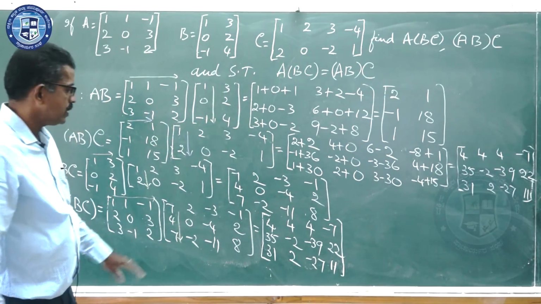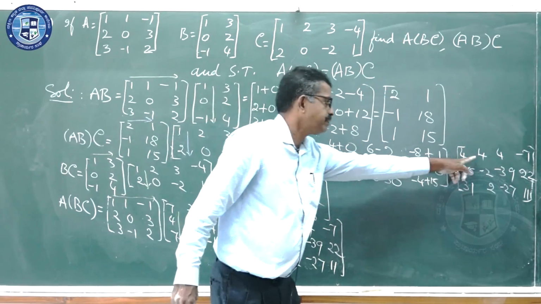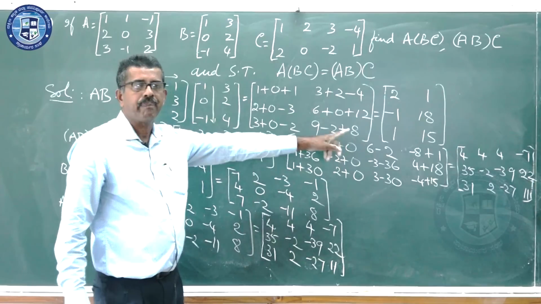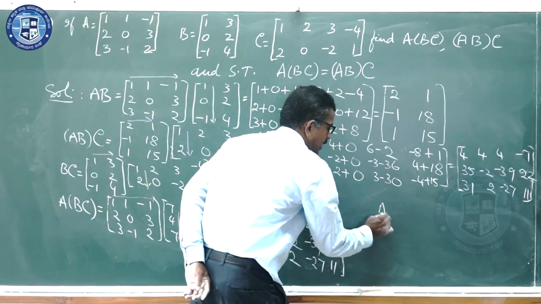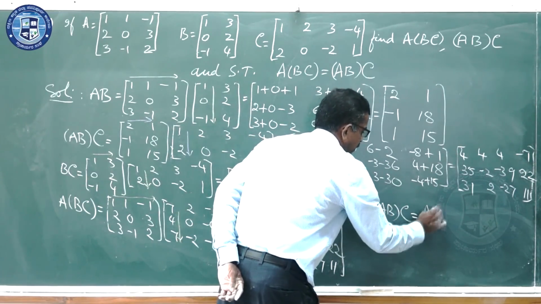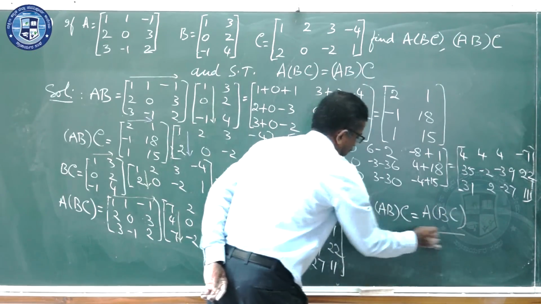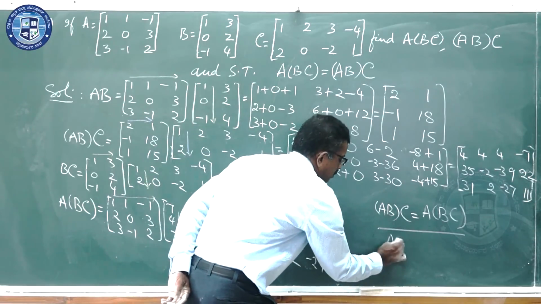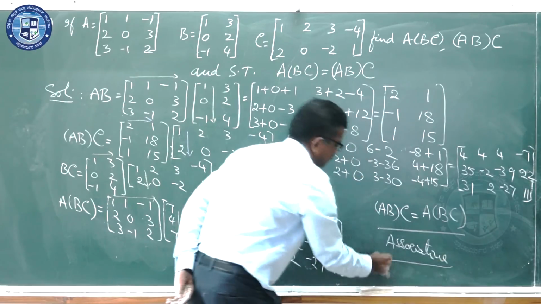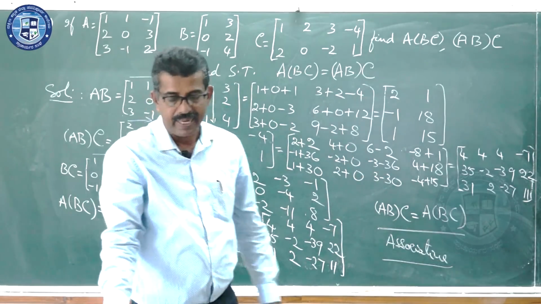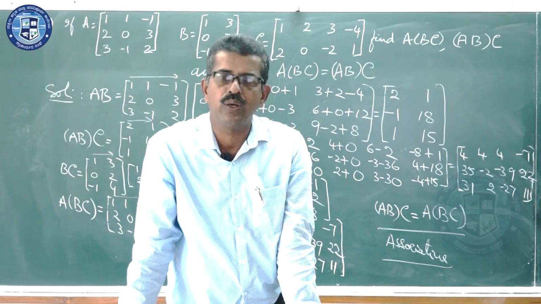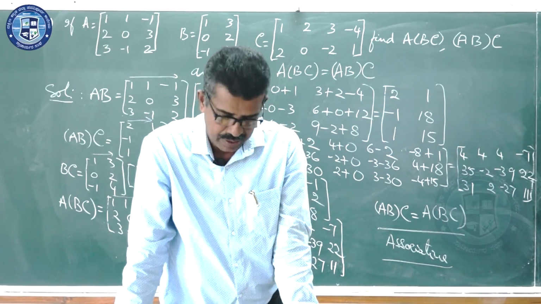So what you observe here, just look at this and look at this. Look into these two. Do you feel that both of them are equal? The first one is AB into C. It is same as A into BC. This indicates the matrix multiplication is associative. Okay, I hope all of you understood it properly.